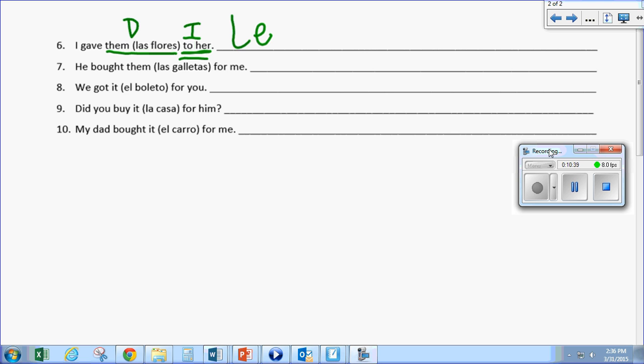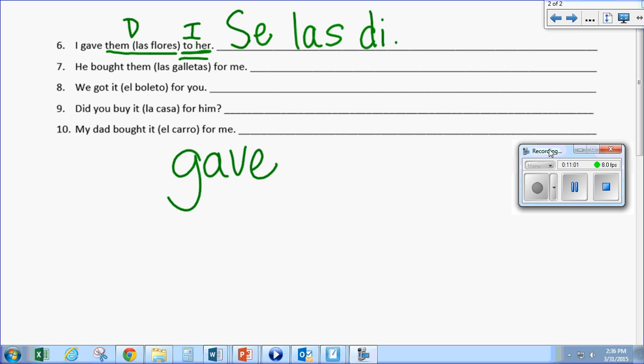But I can't have le las. So what do I have to change my le? Se. Se las. And then I gave is going to be di. Se las di. Okay? If you want it, which you may need it here, gave is going to be preterite. Okay, obviously, even in English, we would call that preterite.